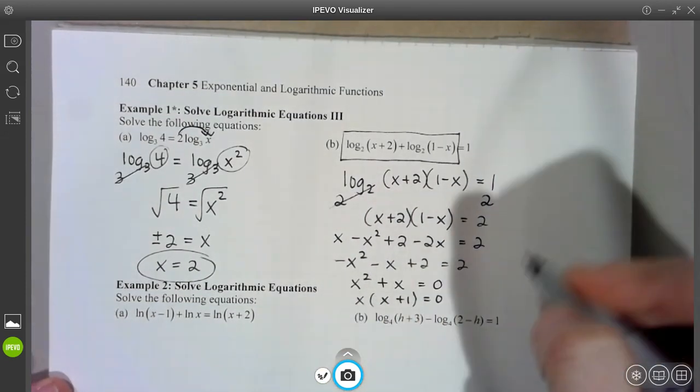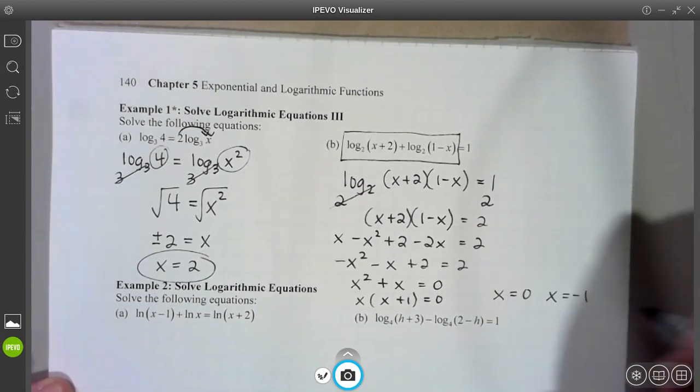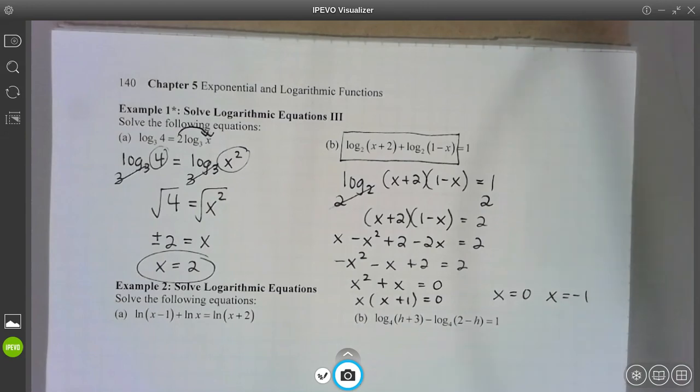And then when I set each factor equal to 0, I'll get x equals 0 and x equals negative 1. And now just check that neither one of those are extraneous. Is any of those answers going to result in you taking the log of a negative number or 0?